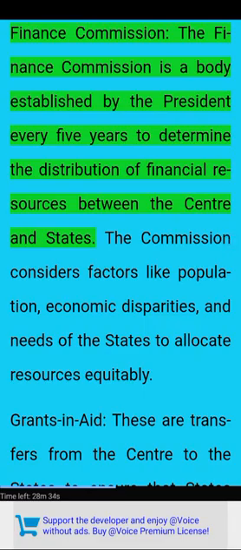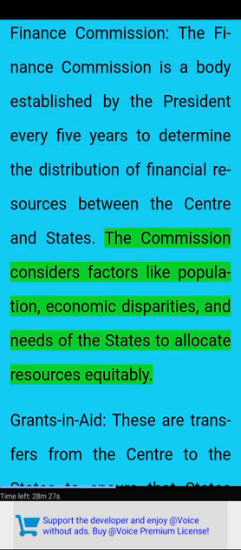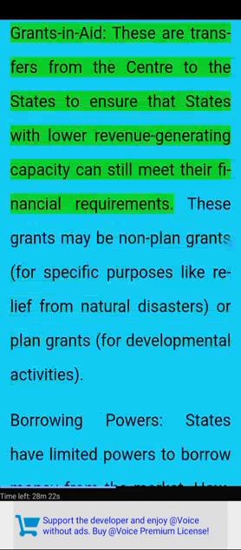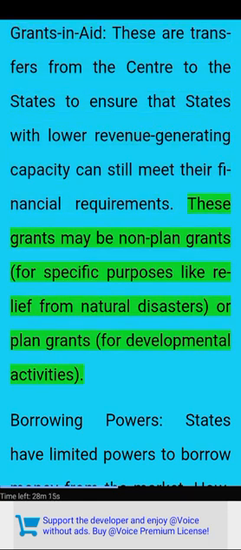Finance Commission. The Finance Commission is a body established by the President every 5 years to determine the distribution of financial resources between the center and states. The Commission considers factors like population, economic disparities, and needs of the states to allocate resources equitably. Grants and aid. These are transfers from the center to the states to ensure that states with lower revenue-generating capacity can still meet their financial requirements.